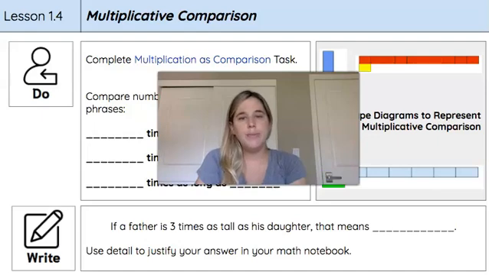Have fun using multiplication to compare two numbers, and be sure to show all of your work and bring any questions you have to the next time you meet with your teacher.